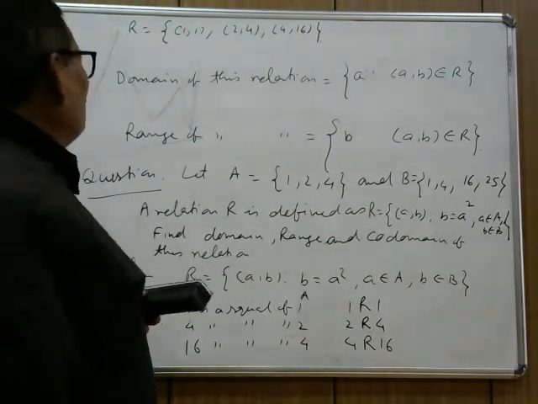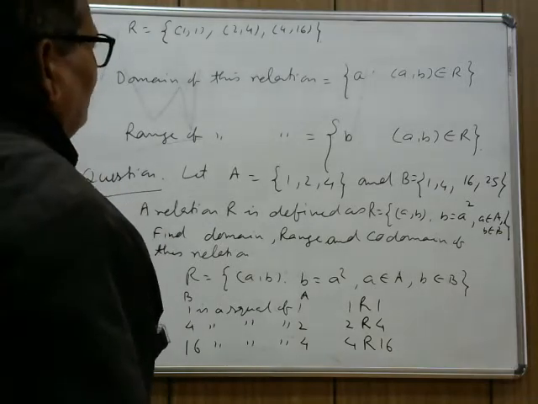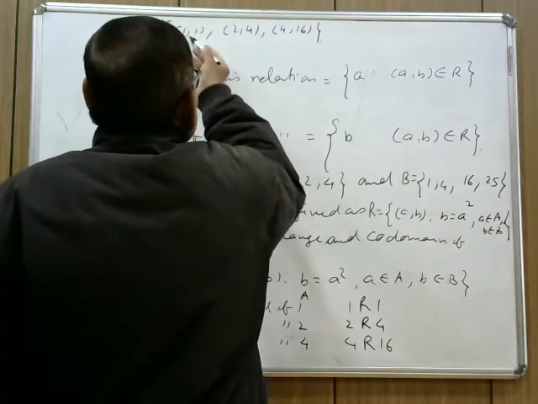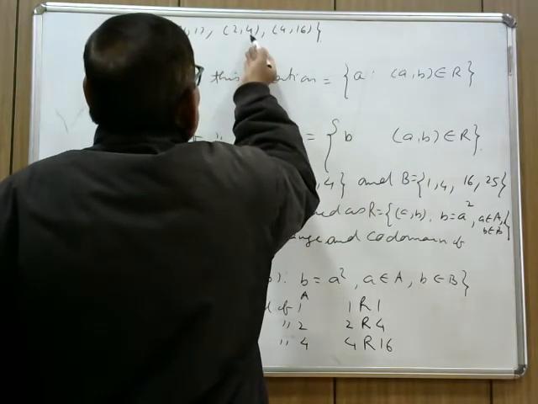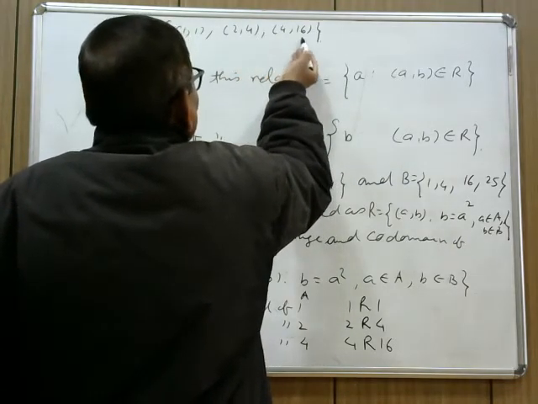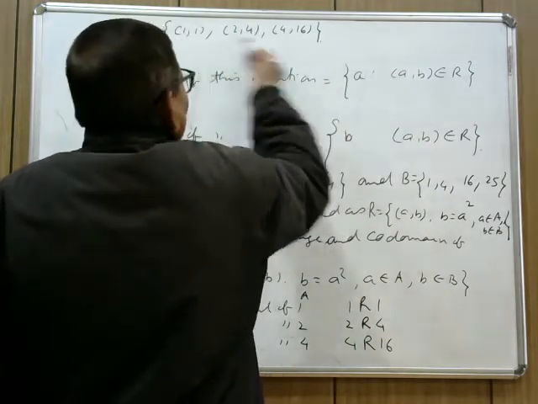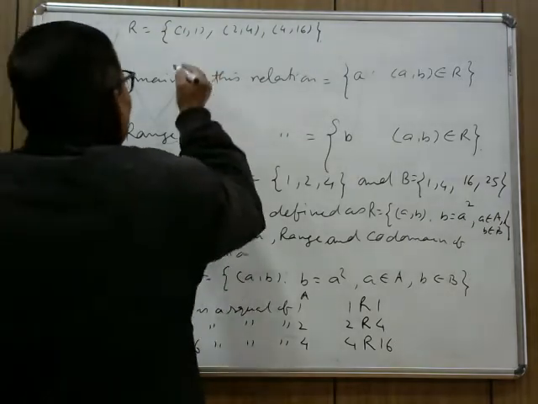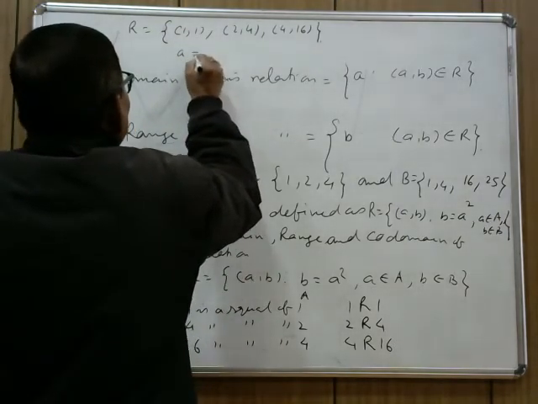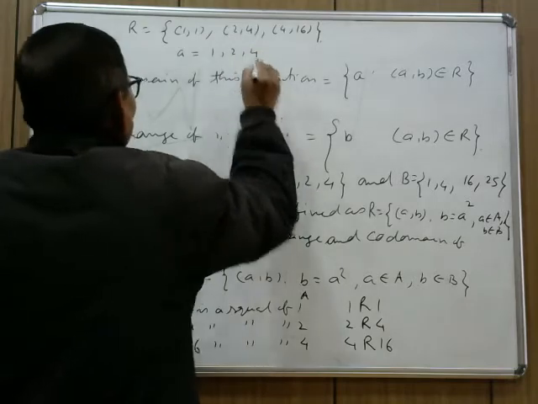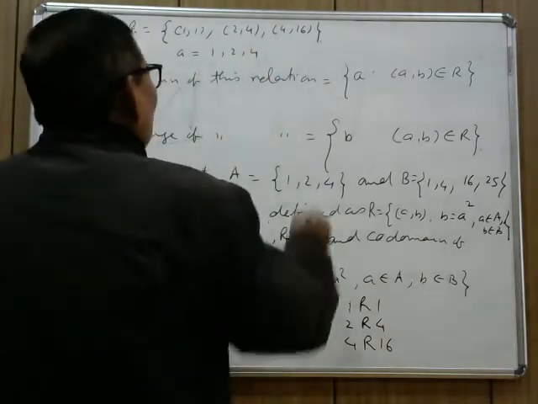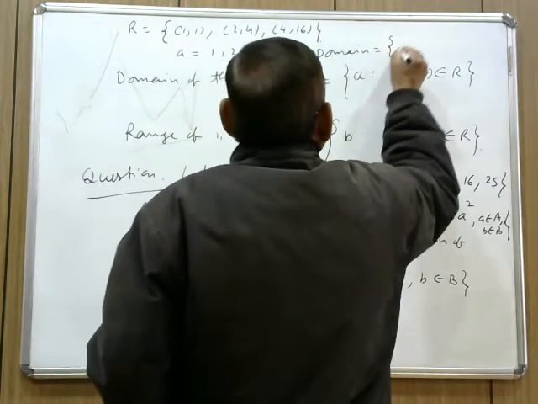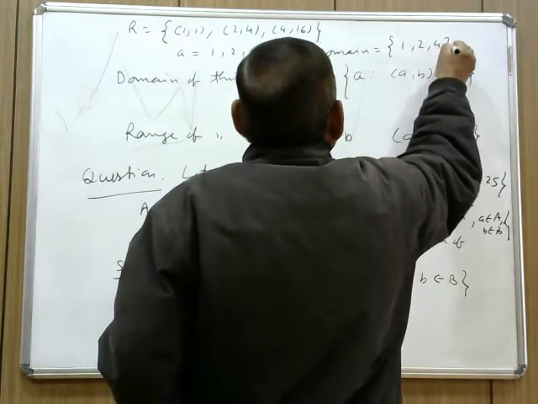Now you need to find the domain of this relation. From this, you see the ordered pair (A, B). A is 1, B is 1. A is 2, B is 4. A is 4, B is 16. You compare this ordered pair (A, B) with these ordered pairs. You have the elements of A, and A can assume the values 1, 2, 4. So the domain of this relation can be written as the set {1, 2, 4}.